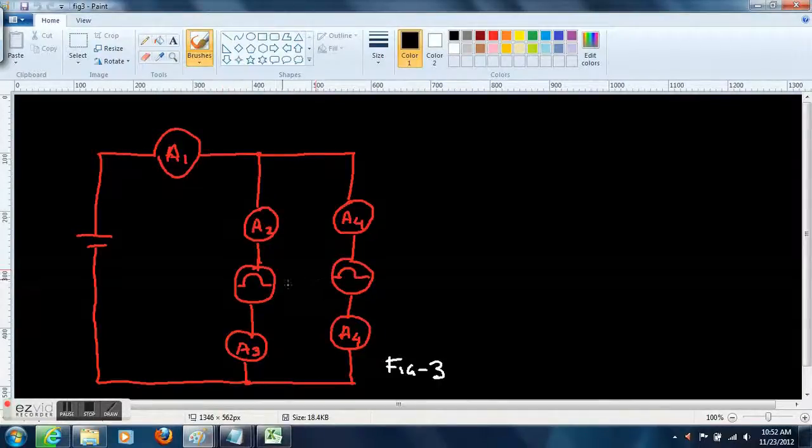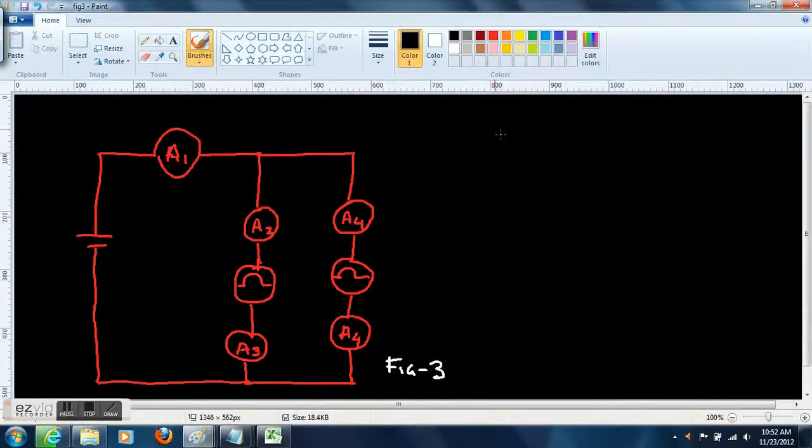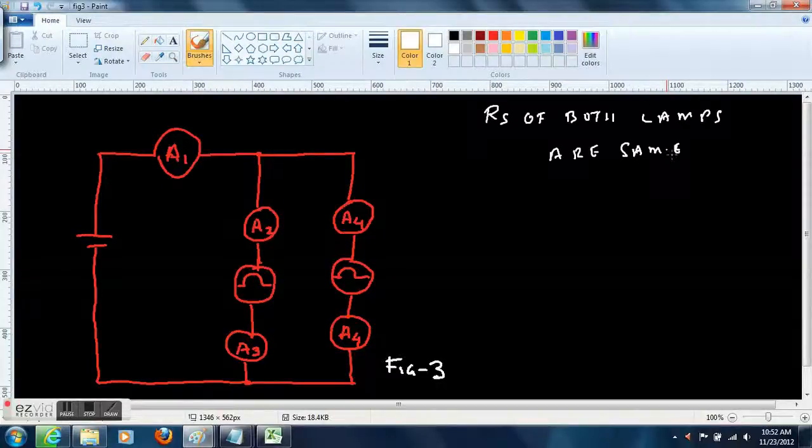Look at this diagram. Here I have two parallel connections and each parallel line is having one lamp each and two ammeters. And when they say that both the lamps are the same, that means the resistance of both the lamps is exactly the same.